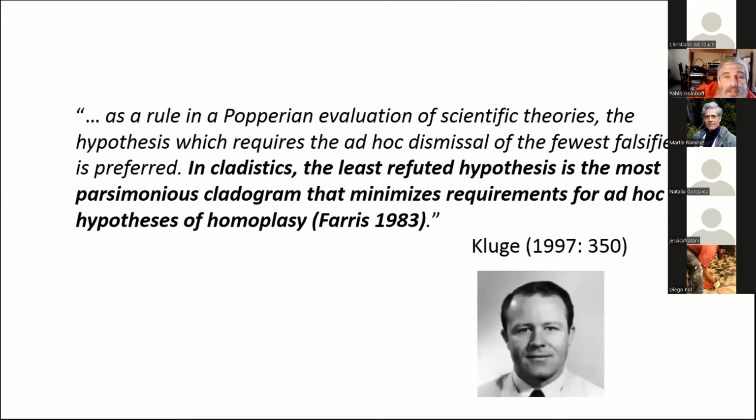Then in the mid-90s entered Arnold Kluge with the right-to-choose phylogenetics, and he was a really strong proponent of equal weights. And he cited Farris 1983 in support of his views, at least initially. For example, in this paper, he said, in cladistics, the least refuted hypothesis is the most parsimonious cladogram. In his mind, it was only equal weights that minimizes requirements for ad hoc hypotheses of homoplasy.